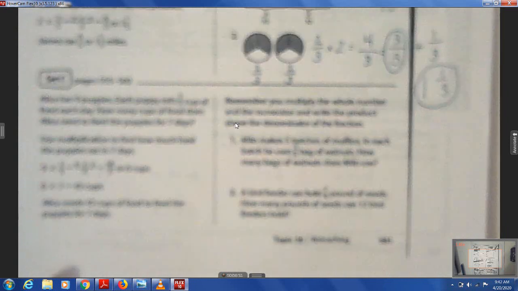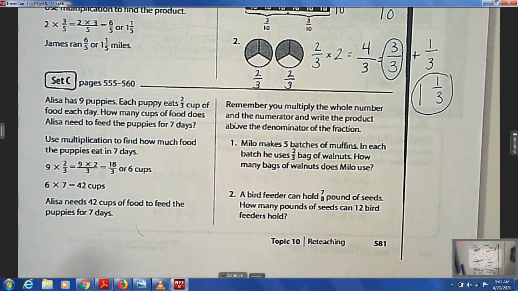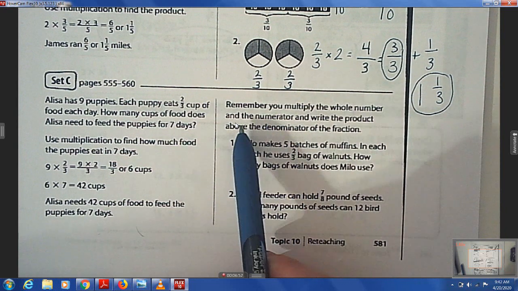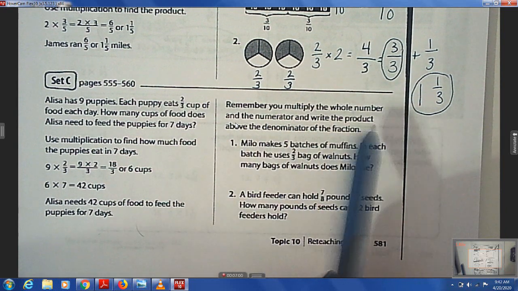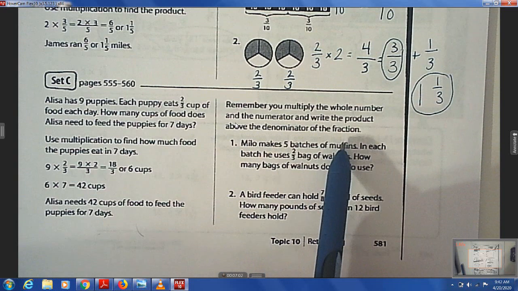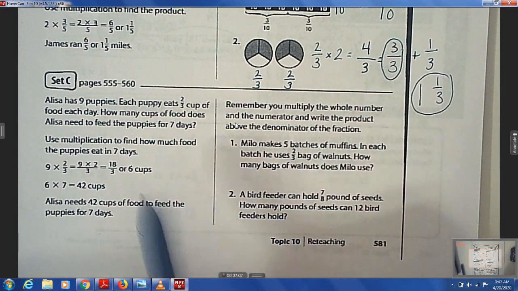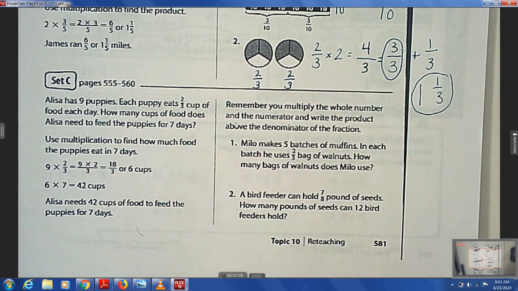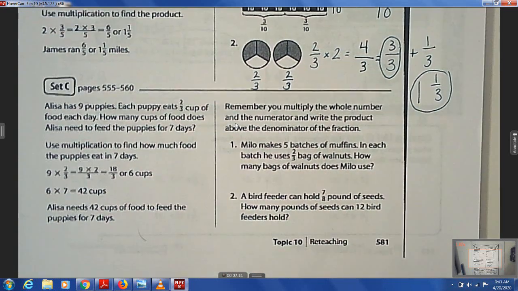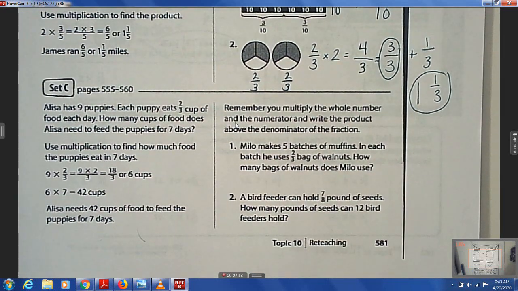And for set C, remember you multiply the whole number and the numerator and write the product above the denominator of the fraction, which is what we did do for set B. They're just reminding us of the steps involved. So we're still just multiplying a whole number and a fraction for set C.